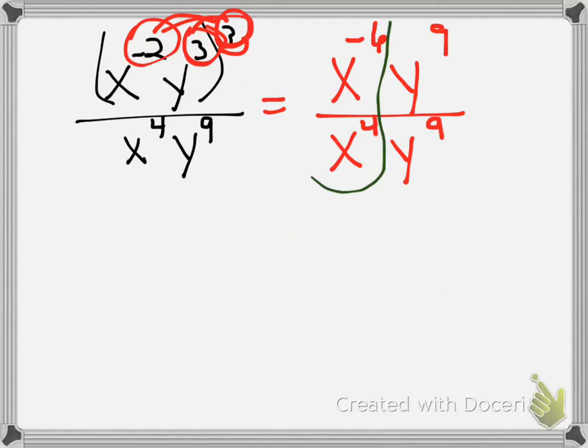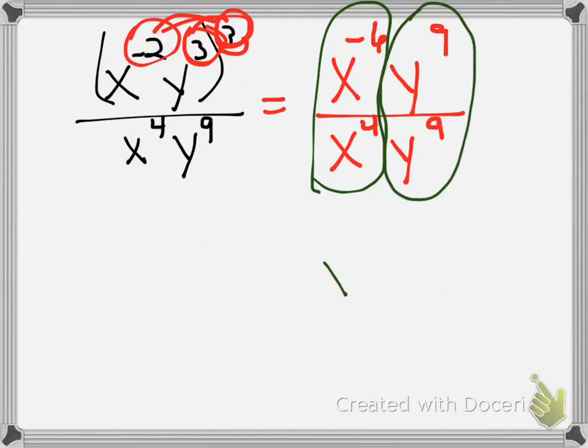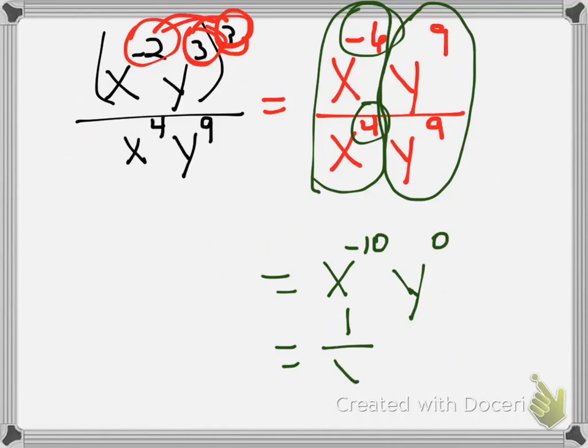Now, I'm going to look at this in terms of groupings. I have the x's and I have the y's. Since they're divided, I'm going to keep the base and subtract the exponents. Negative 6 minus 4 is negative 10. Keep the base for y. 9 minus 9 is 0. So, x to the negative 10 can be rewritten as 1 over x to the positive 10, and y to the 0 can be rewritten as 1. But since we're multiplying by 1, we don't have to change anything. So this problem simplified to become 1 over x to the 10th after we combined the like terms through division.